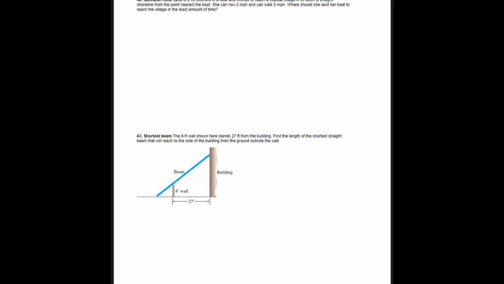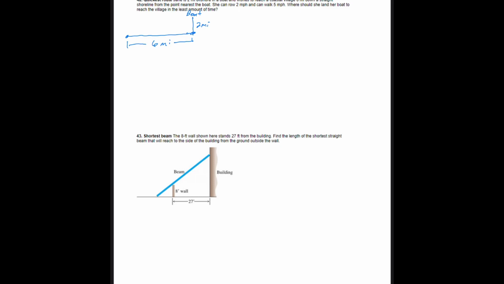So the first one here says, Jane is 2 miles offshore in a boat and wishes to reach a coastal village 6 miles down a straight shoreline from the point nearest the boat. She can row 2 miles per hour and can walk 5 miles per hour. Where should she land her boat to reach the village in the least amount of time? Okay, so what we've got is we've got the shore, and then we've got a boat out here, right?